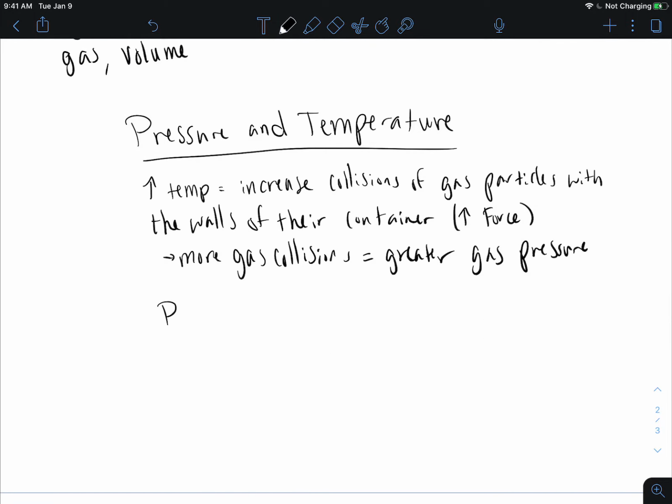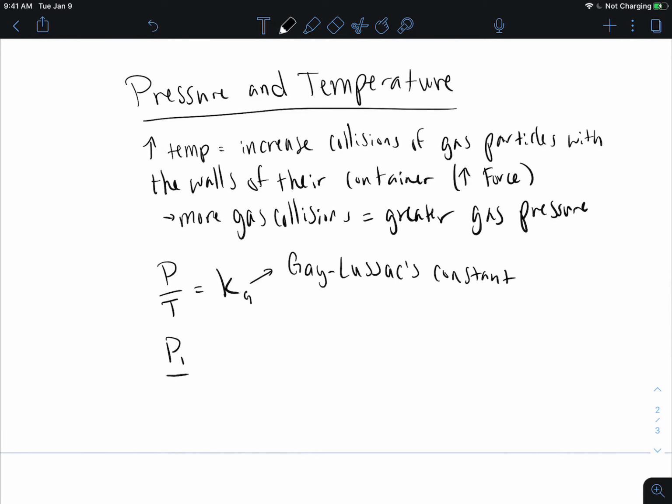So as we increase our temperature in a rigid container, we are going to increase our pressure. So our pressure over our temperature is going to equal a constant, which we're going to call the Gay-Lussac constant. And if we stay in that rigid container and we don't add any more gas molecules, then we can observe what happens to our pressure and temperature as we change one of them. This is our Gay-Lussac's law.